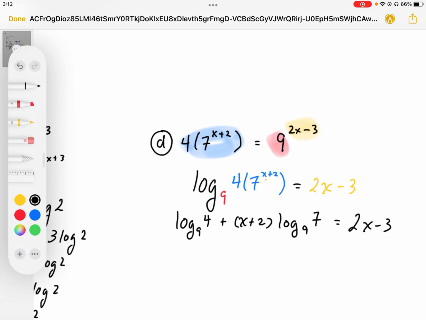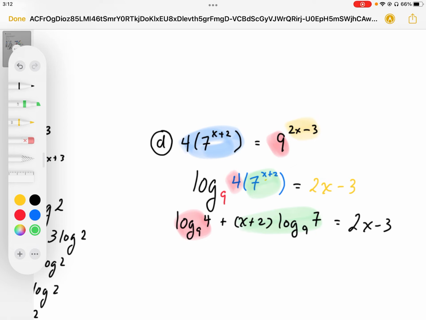Okay, so I split those logs up into two parts. I have this part here, and I have this part here. And when I did that, I've kind of done two steps in one. I brought the power to the front.